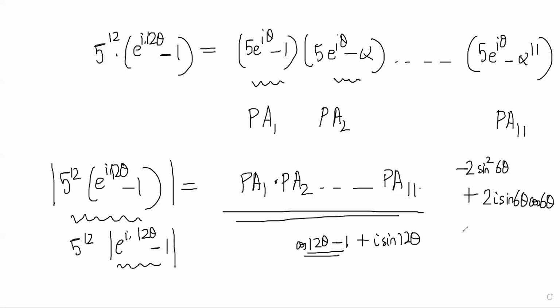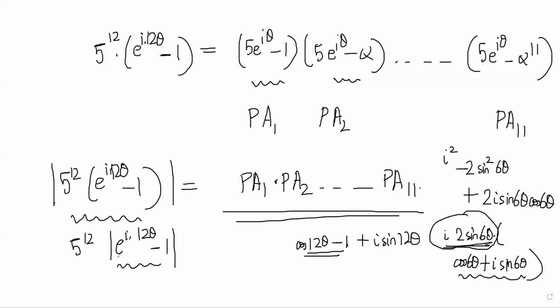So obviously 2 sine 6 theta can be taken as common, and you can even take this minus written as i square, and you can take i also common. So you'll get cos 6 theta plus i sine 6 theta. 2i sine 6 theta is outside, and inside you get this. So when you take the modulus, the inside part has modulus 1. So the modulus of this will be simply 2 sine 6 theta, right?